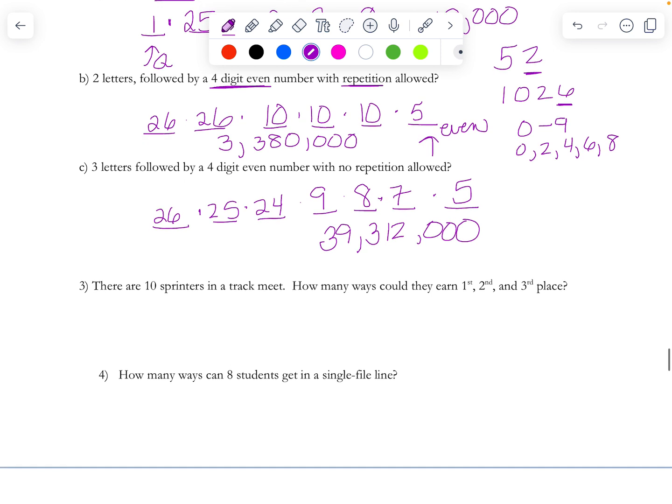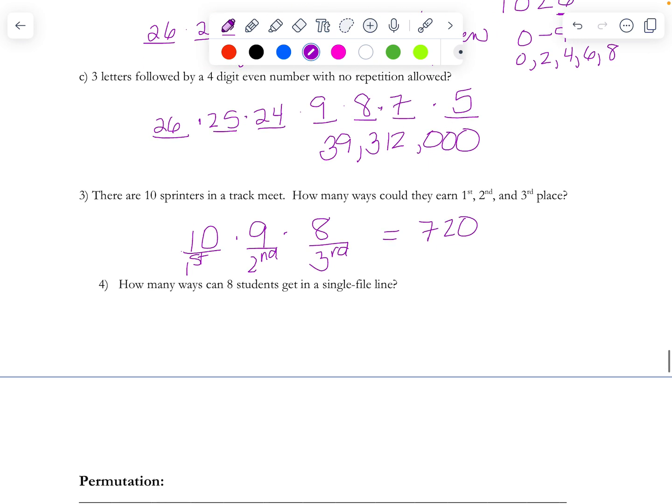Okay, our next one. There are 10 sprinters in a track meet. How many ways could they earn first, second, and third place? So I have 10 choices for my first spot, 9 choices, and 8 choices. So this is first, second, and third. And so I would go ahead and multiply. I would get 720.